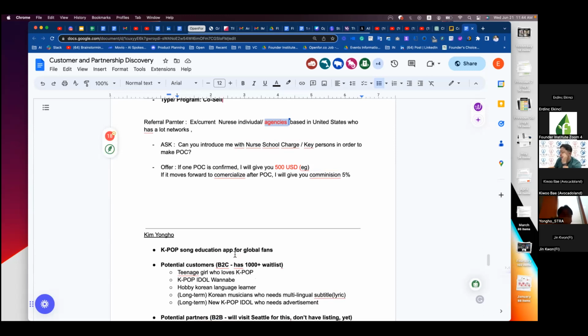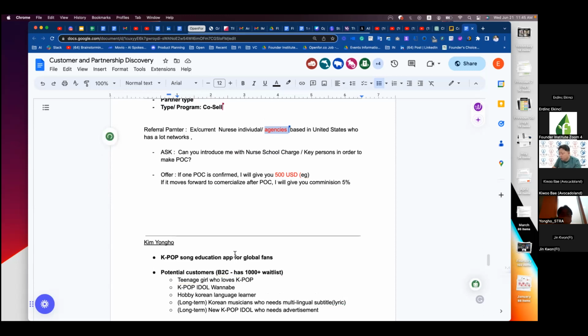So I created two axes of course for introducing, right? For his case, one is if the POC happens, I will give you $500, because there is no money otherwise, right? Even though he is reaching out himself, his employee is reaching out himself, if it is not working they are already spending money, because 1 hour, 2 hours is their money. So it makes sense. $500 is just an example that I'm using. And if it moves forward to the commercialization of the POC, I will give you a 5% commission. This is also just an example.